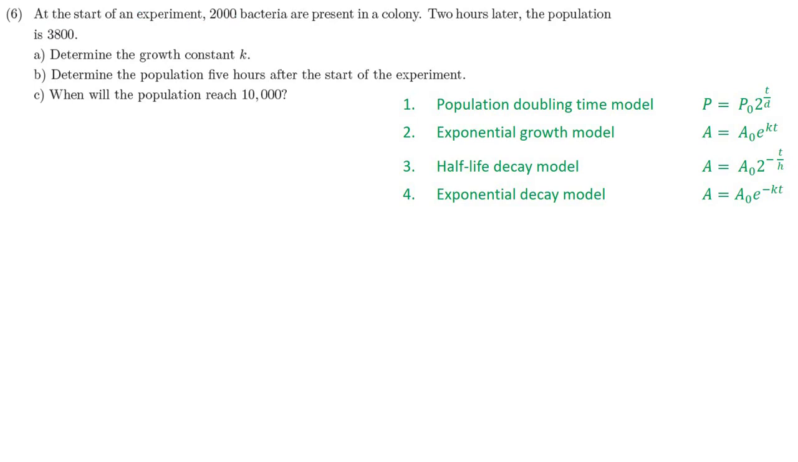At the start of an experiment, 2000 bacteria are present in a colony. I don't know, A0 or P0, we don't know. After 2 hours, the population is 3,800. Okay, it is not doubling. Please note that it is not doubling till now. We will see. Determine the growth constant K. So directly they have given growth constant you want to find. That means exponential growth model.